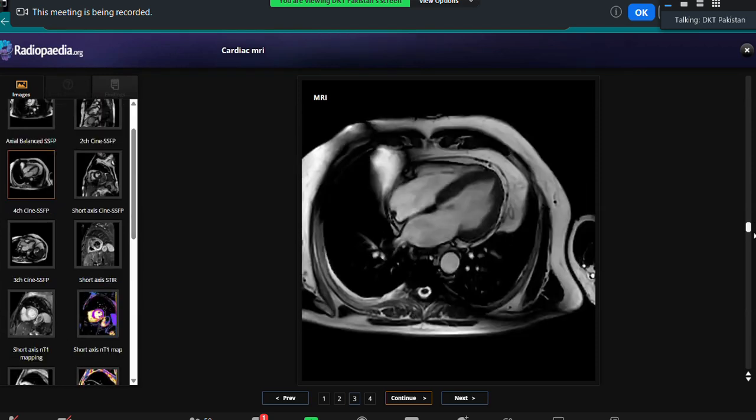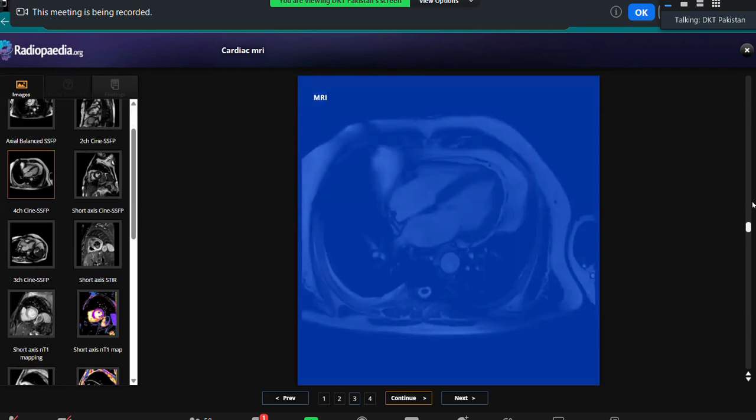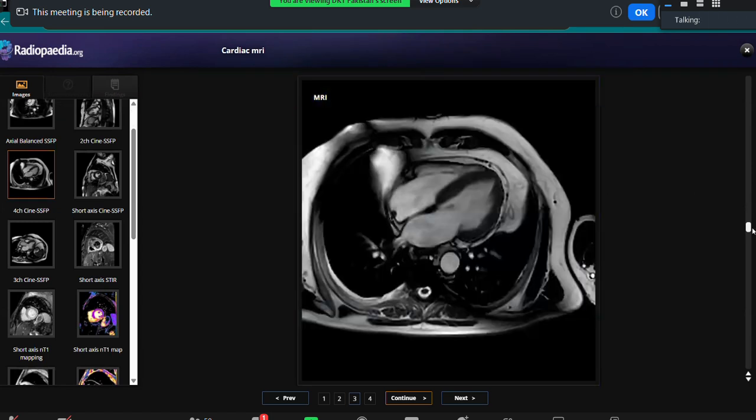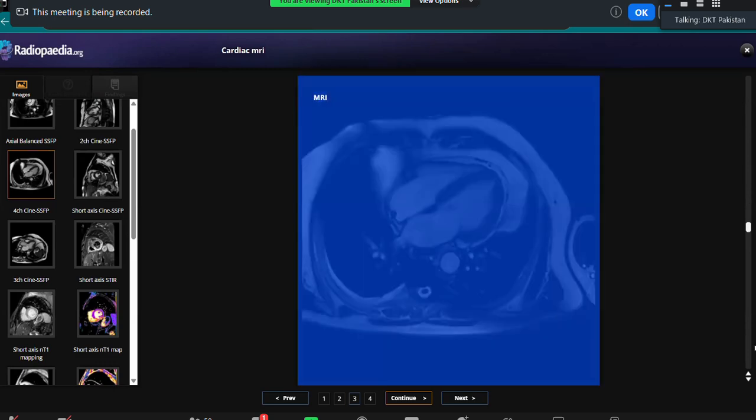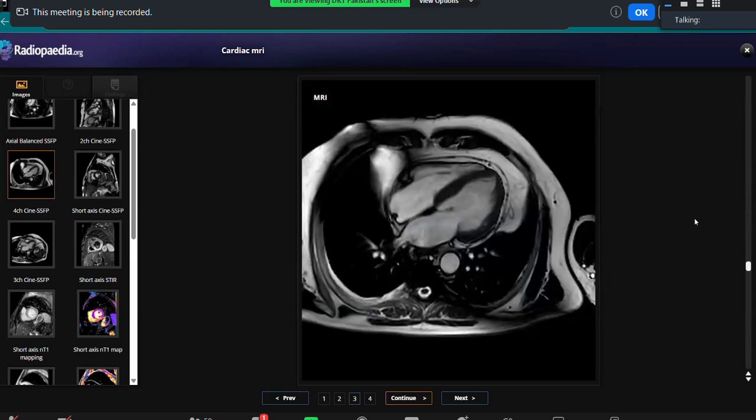Okay, so what view is this? This is the four-chamber view. Good. Is there any finding? I think there is regurgitation. Okay, what else do you want to see now?